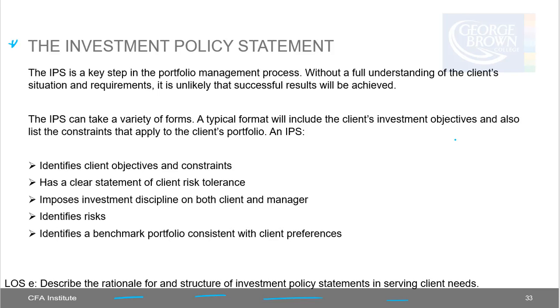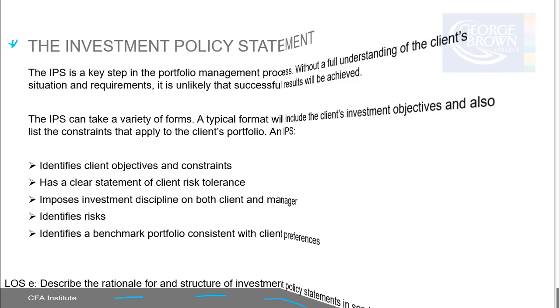So the IPS can take a variety of forms. A typical format will include the client's investment objectives and also list the constraints that apply to a client's portfolio. An IPS identifies client objectives and constraints, has a clear statement of client risk tolerance, imposes investment discipline on both client and manager, identifies risks, and identifies a benchmark portfolio consistent with the client's preferences.